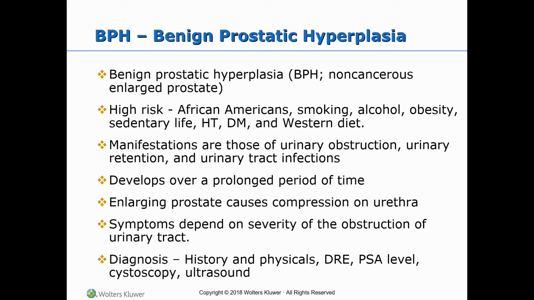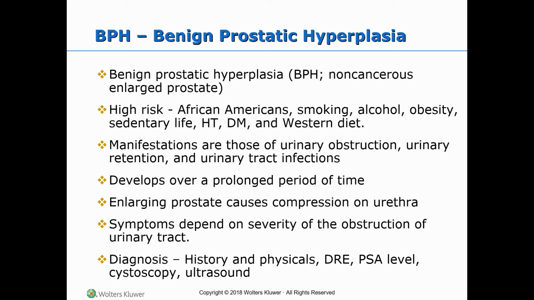BPH or benign prostatic hyperplasia. Benign prostatic hyperplasia or BPH is non-cancerous enlargement of the prostate. It is the most common disease in aging men. It typically occurs among men older than 40 years. By 60 years of age, about 50% of men have BPH, and 90% of men have it upon reaching 85 years.